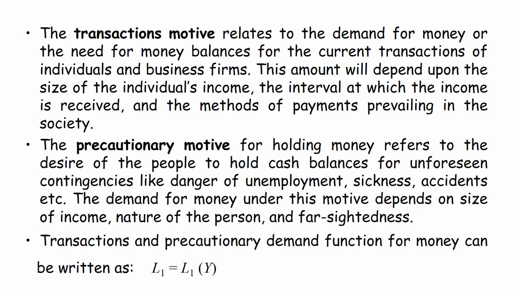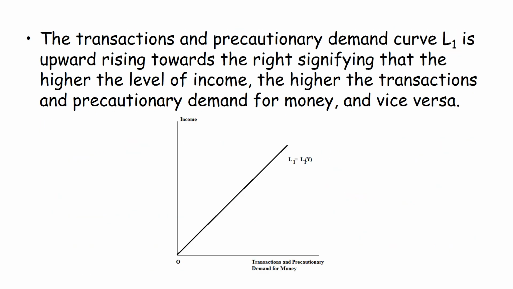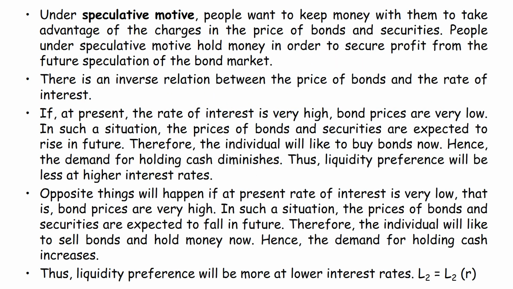So the transactions and precautionary demand function taken together can be written as L1 = f(Y). The transactions and precautionary demand curve L1 is upward rising towards the right, signifying that the higher the level of income, the higher the transactions and precautionary demand for money, and vice versa.